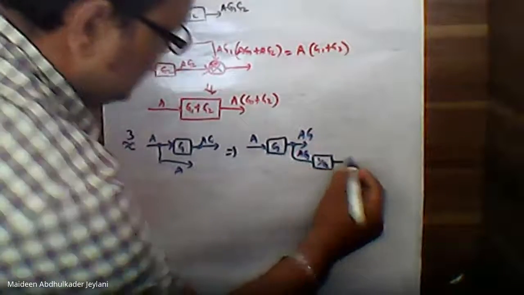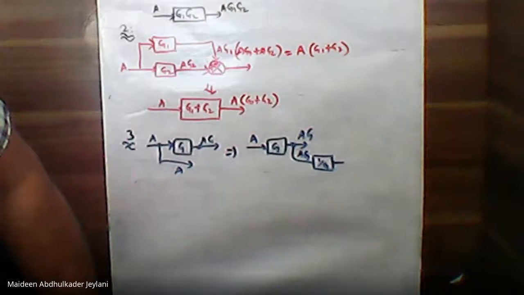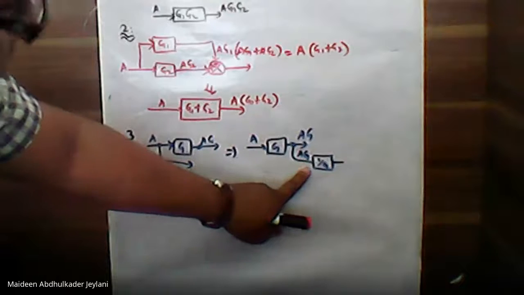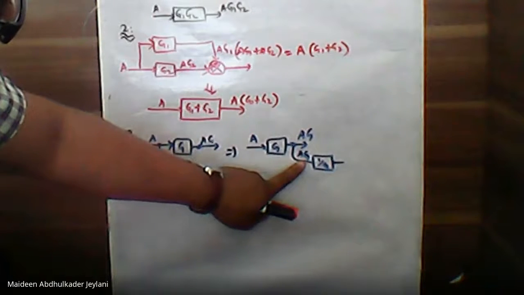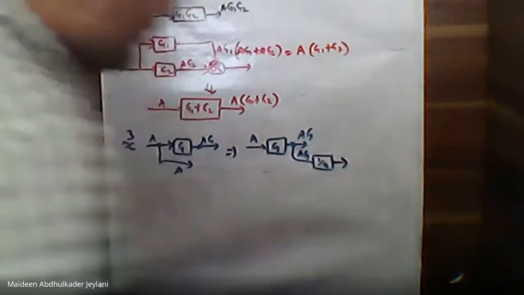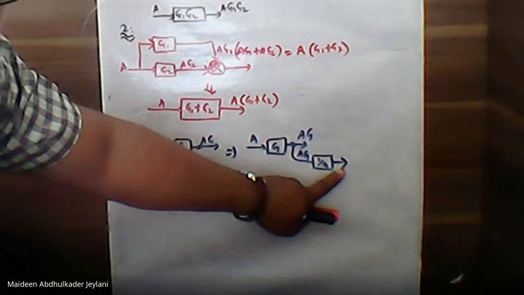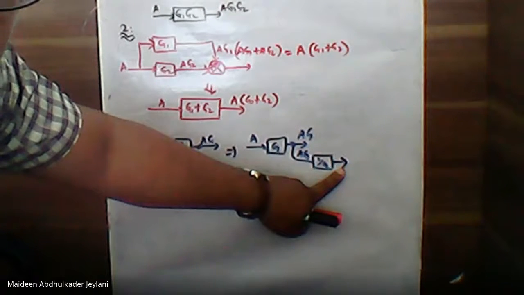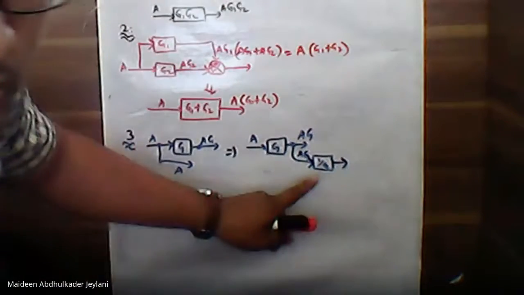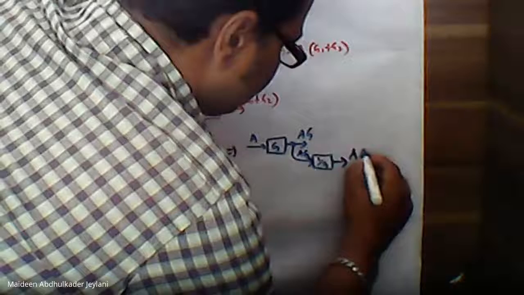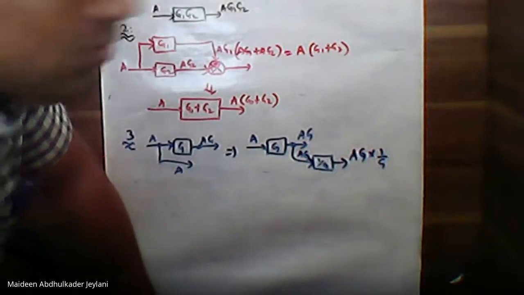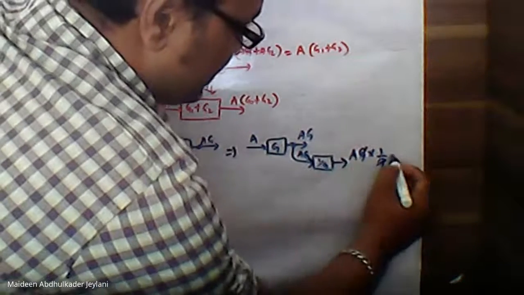It is 1 by G. Okay, so try to simplify this block. You have AG and 1 by G. What will be the output? Please tell me what will be the output of this system. It is the product of input and the system gain. Am I right? So AG into 1 by G. The Gs will get cancelled. You will have only A.